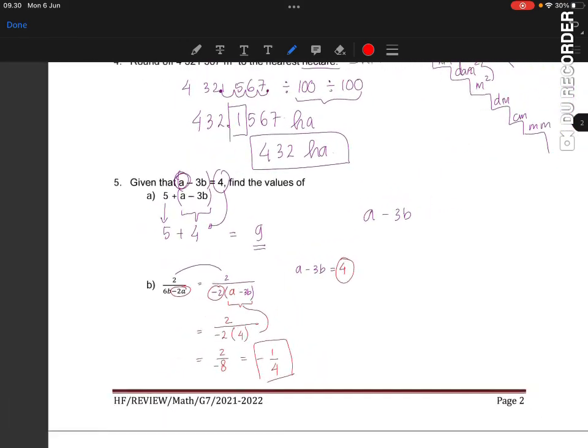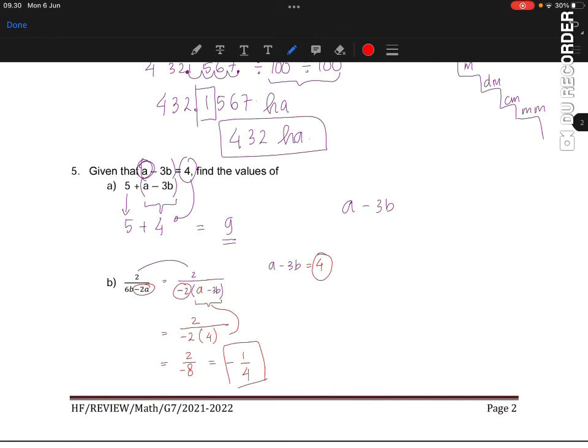Don't forget to circle the number. Square the number, the final answer, and also underline it. Move on to number 6 now.